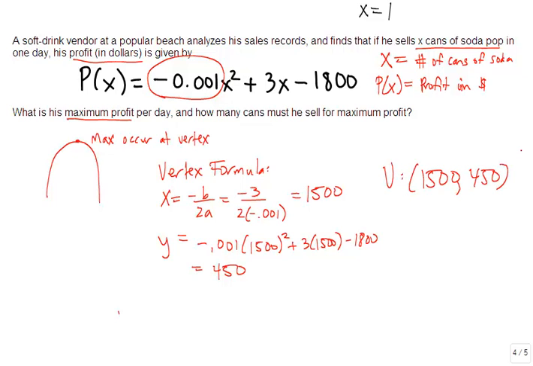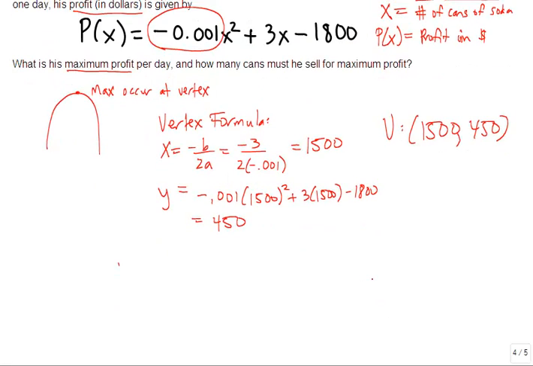Now that's not what it's asking for. It doesn't want to know what the coordinates of the vertex are. It wants to know what is the maximum profit per day and how many cans must he sell for maximum profit. Now that really is the vertex, but you need to be a little bit more specific about what each of these coordinates represent and what its units should be. So 1500, that is an x value. And what did x represent? X was the number of cans of soda. So we have to sell 1500 cans of soda for maximum profit.